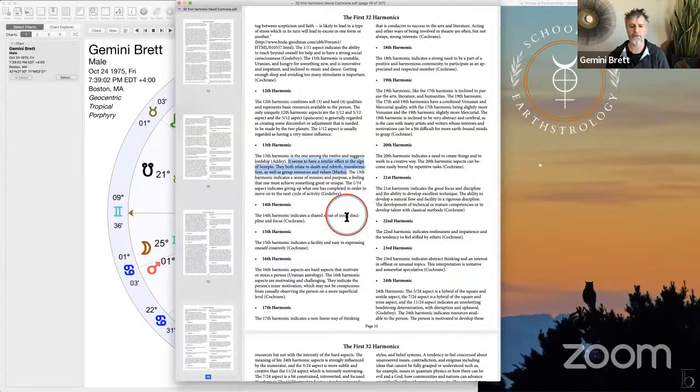So as I said before, we take this system and that system and we massage them together and see what comes out. All right, then we read: the 13th harmonic indicates a sense of mission and purpose, a feeling that one must achieve something great or unique. The 1/14th aspect indicates giving up what one has completed in order to move on to the next cycle of activity. Interesting, and this is from Godfrey, and you hear something like the death and rebirth there too. That 1/14th, I think this is a typo, and that should say 1/13th, because you can also have 2/13ths and 3/13ths of the circle. I happen to have my Mercury and Venus separated in that way.